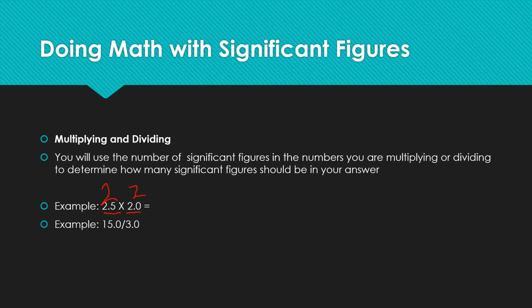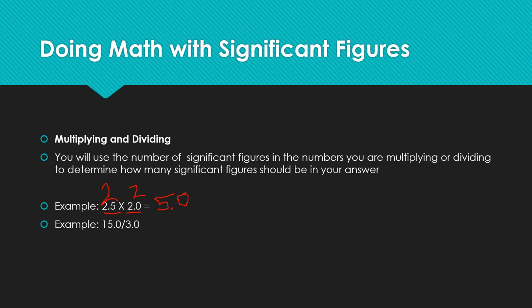So if you work it out, 2.5 times 2.0 comes out to be 5, but we wanted to have 2 significant figures. So we write it as 5.0, because remember, a 0 after a decimal place is significant. Alright, let's do one more with this rule on division, and then we'll be home free.